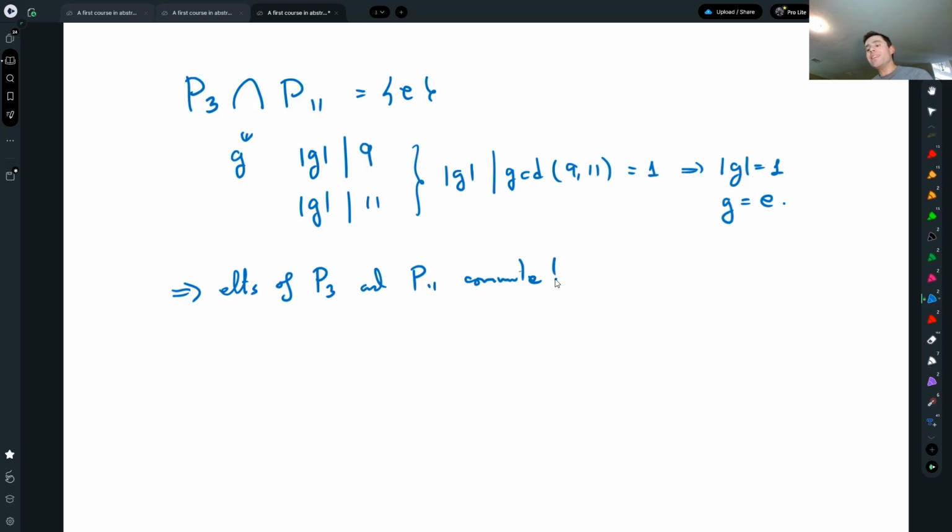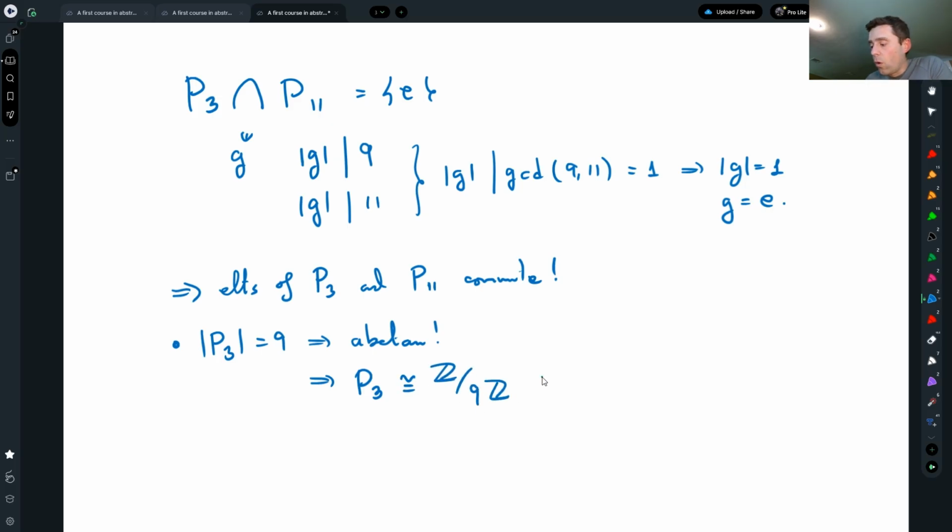Okay, but that doesn't mean that this group is going to be cyclic, because now I don't necessarily have a generator for P3. However, I do have the fact that P3 has order 9, and therefore it is abelian. And I know by the fundamental theorem of the classification of finite abelian groups, P3 has to be abelian, and it has to be either cyclic or 2 copies of Z modulo 3.